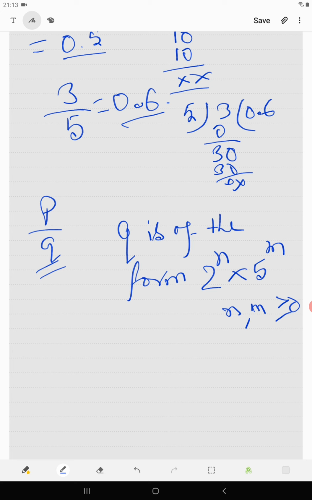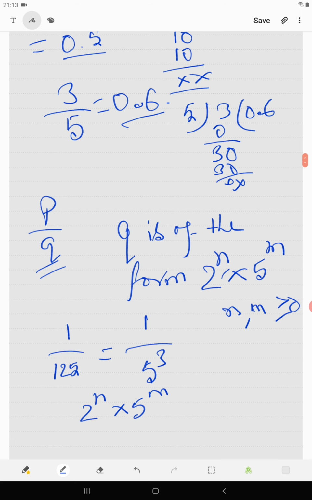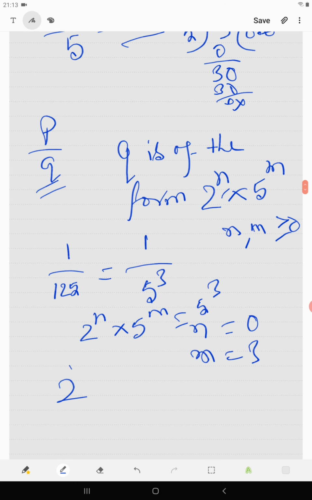Okay. So let's take an example like 1 by 125, or any number like 3 by 125. I can write anything. So 125 is 5 cube. Now match it with 2 to the power n into 5 to the power m. So what are you getting? If this equals 5 cube, then of course n equals 0 and m equals 3. As we know that anything to the power 0 is 1. You see over here 2 to the power 0 into 5 cube.